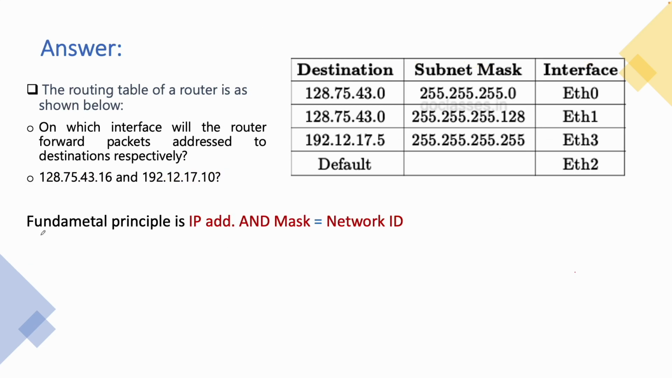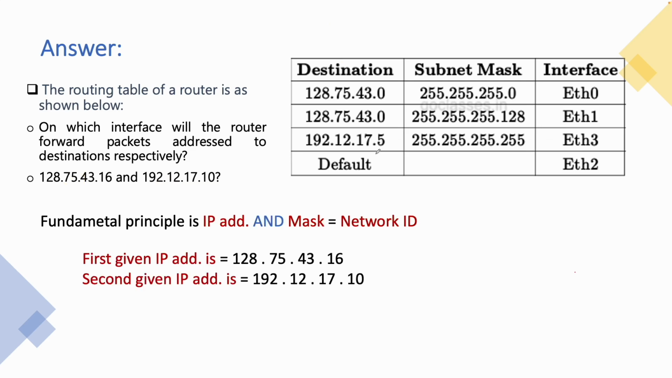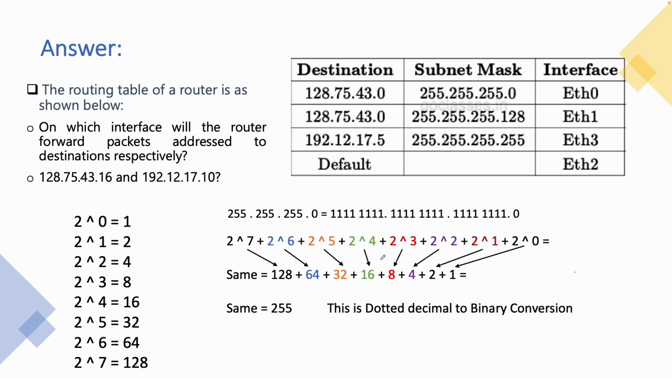So let's see. The fundamental principle is that the IP address given here, when ANDed with the mask, gives a network ID, right? And the network ID is your destination. We have to match it with the destination. Let's see. So the first given IP address is this, and the second given IP address is this.